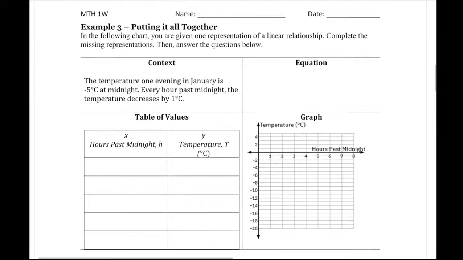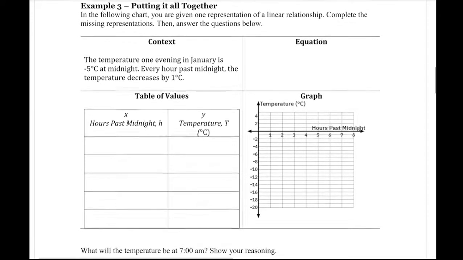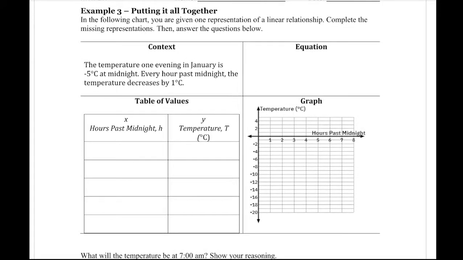In the last example, we are given one representation of a linear relationship and we need to fill out the missing ones. Again, similar to what we've done already before. The only difference is now we're going to be dealing with some negative numbers. So our context, or the word part of our equation: the temperature one evening in January is -5 degrees Celsius at midnight. Every hour past midnight, the temperature decreases by 1 centimeter.